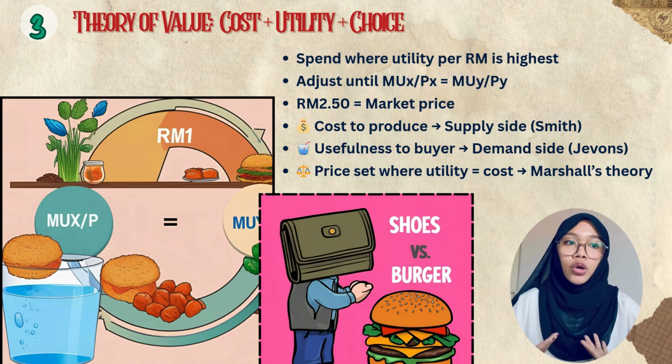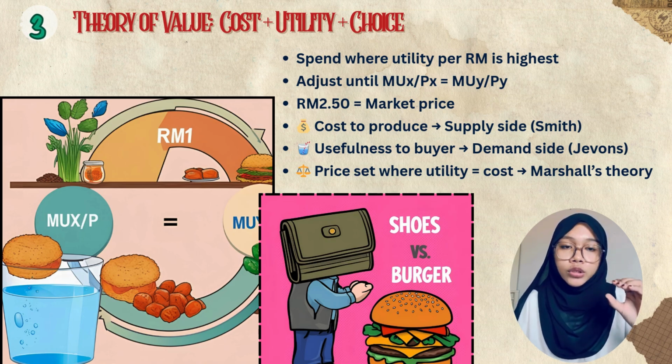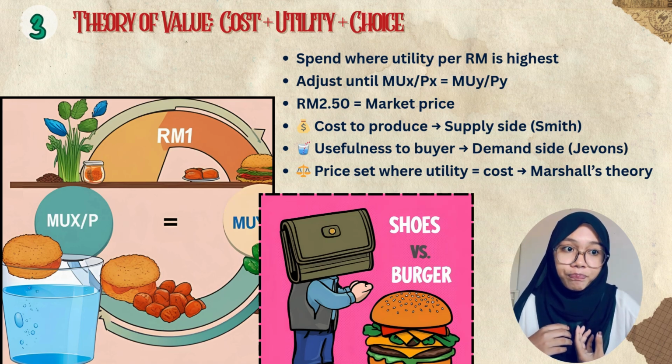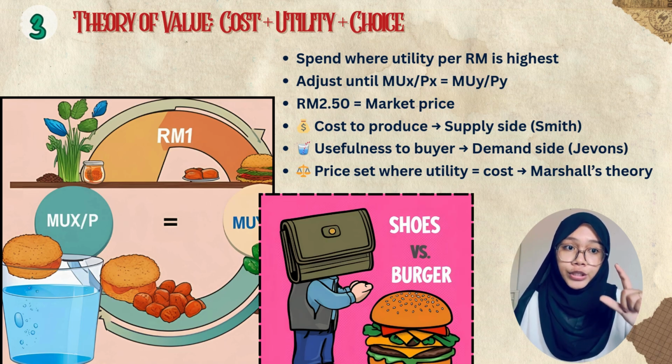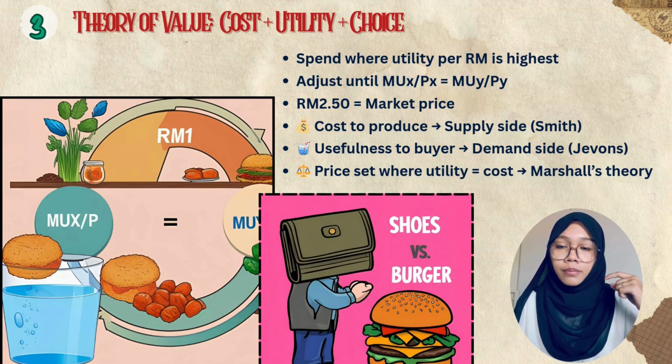But from the consumer side, for example me, do I really want to pay 2 ringgit 50 cent for this water? That depends on how useful or satisfying it is to me. So maybe I'm very thirsty, so the marginal utility is high. This reflects Jevons' marginalist view.